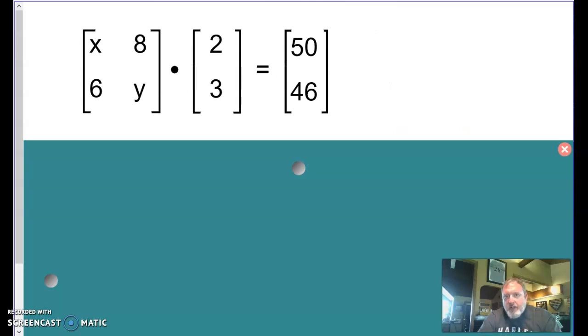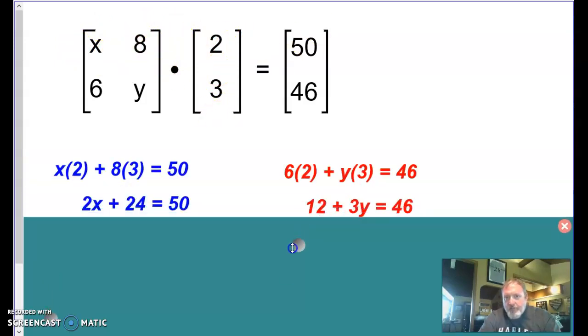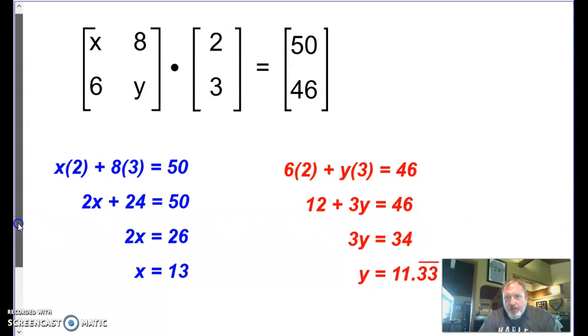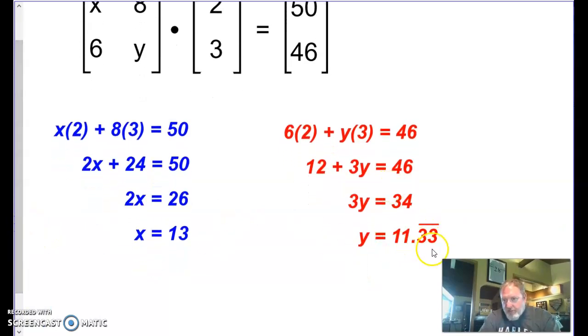All right, similar idea here. Again, multiplying, so row times column, so 2x plus 24 equal to 50, and 12 plus 3y equal to 46. And again, we can solve those for x and y. Like I said, sometimes you get a decimal. That's what happens here. So x works out to 13. Y is 11 and a third.